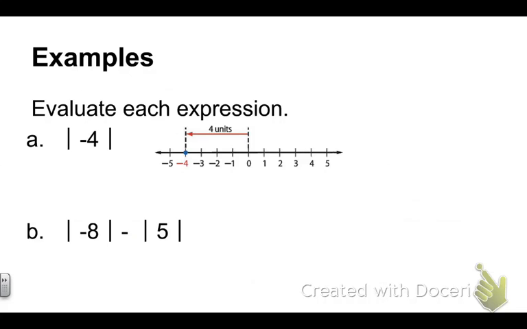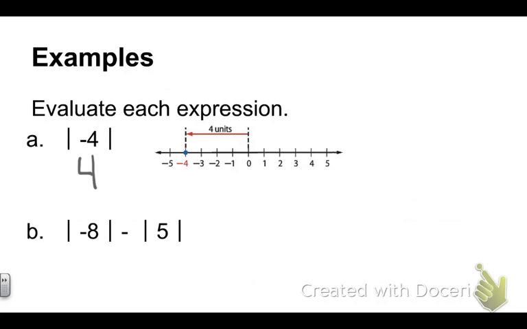So if we look at our first example, evaluate each expression. What is the absolute value of -4? How many units away from 0 is -4? Our answer is simply 4.